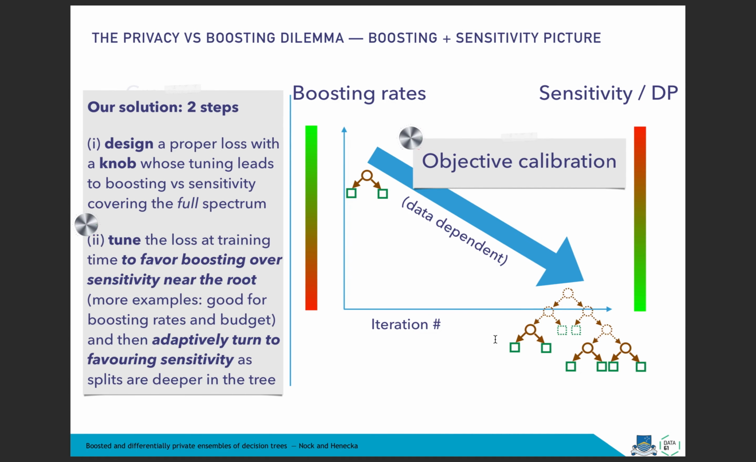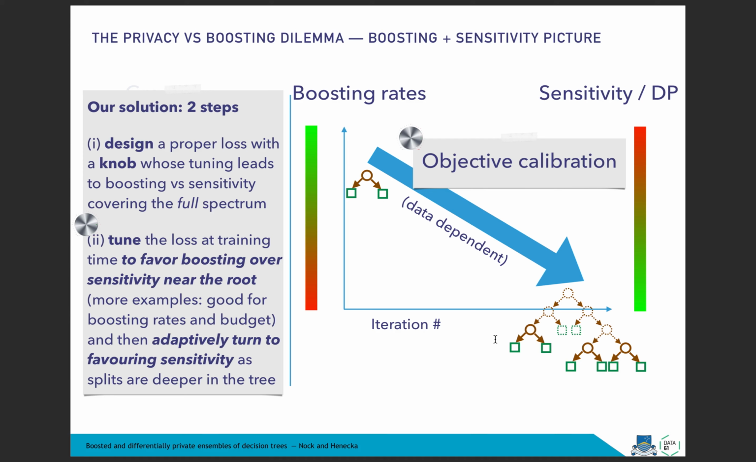And second, a way to tune this loss or its parameter, this knob, at training time in a way that we are going to favor boosting over sensitivity near the root. So we are going to favor increasing the accuracy very rapidly, and we'll be happy to have a larger sensitivity because we have more examples at the root used to split a leaf. It means also that we will have a good dependency for the privacy budget we're going to spend.